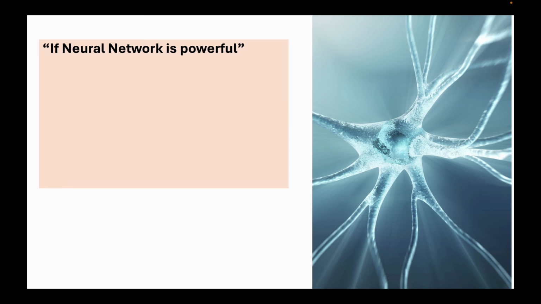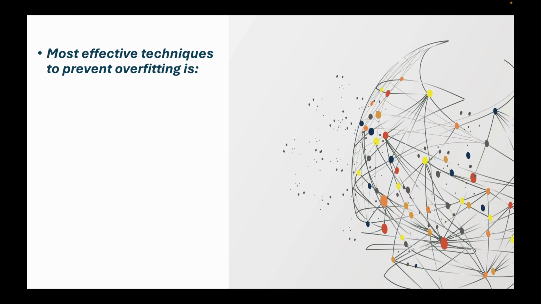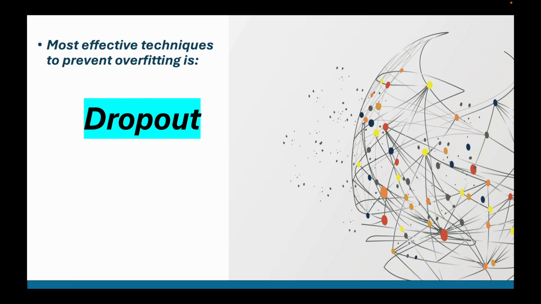When neural networks become very powerful, they can easily memorize the training data. This leads to overfitting, where the model performs well on training data but poorly on new unseen data. One of the most effective techniques to prevent overfitting is dropout. Dropout is very simple and widely used in modern deep learning architectures.